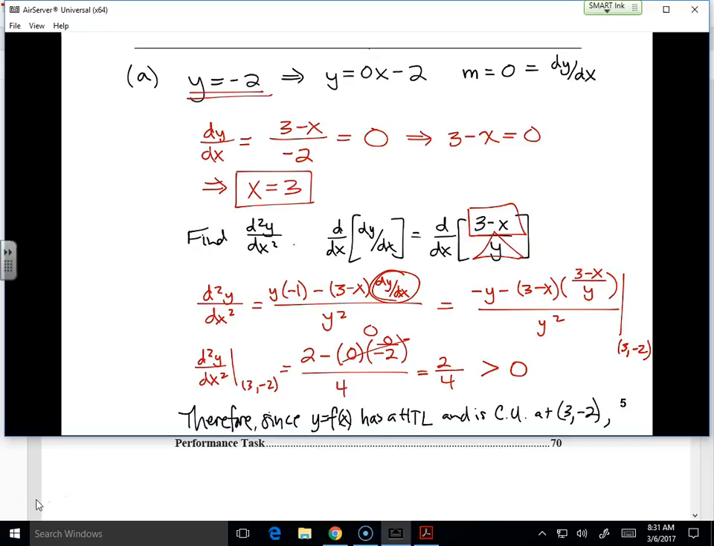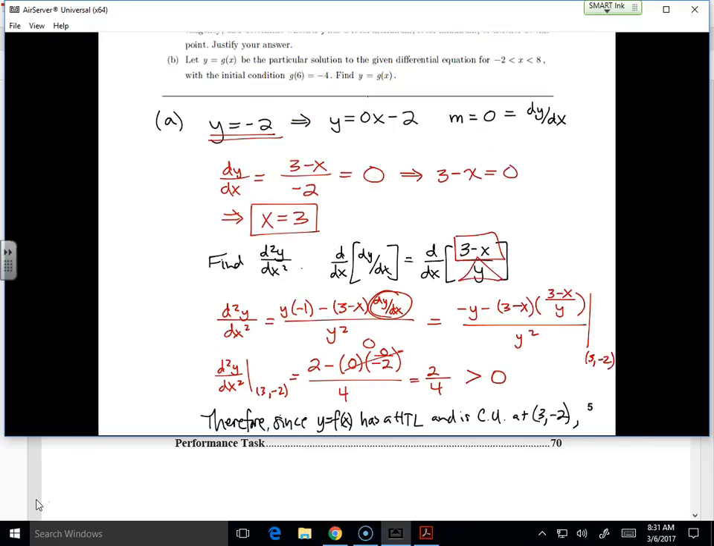Struggle. Am I out of room? I'm totally out of room. Don't ever do this unless you absolutely have to, but it is what it is. 3, negative 2 is a relative who? Or local who? Check him out. Horizontal tangent line and concave up. He is a minimum. Dun, dun, dun, dun.